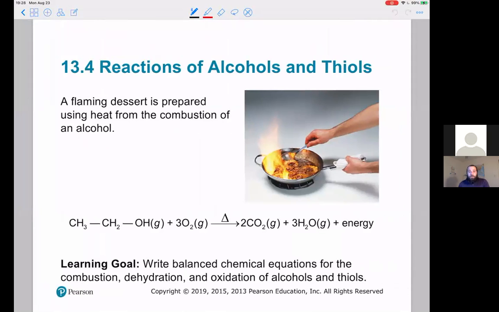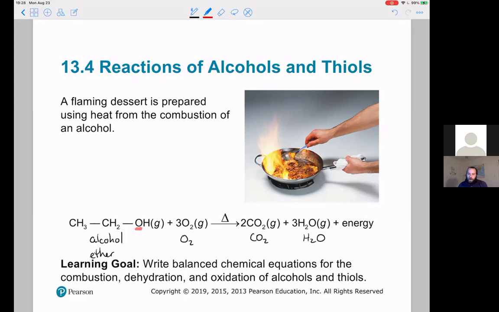So this one we've actually seen before, and this is a combustion reaction. Both alcohols and ethers can combust, meaning that we have our alcohol reacting with oxygen gas to produce carbon dioxide and H2O. Again, this could be an ether as well. Both of these are flammable, i.e. combustible, because you have an oxygen as part of your fuel source.